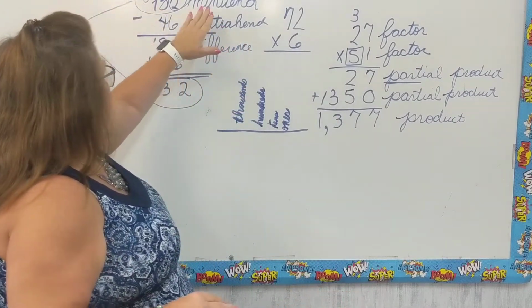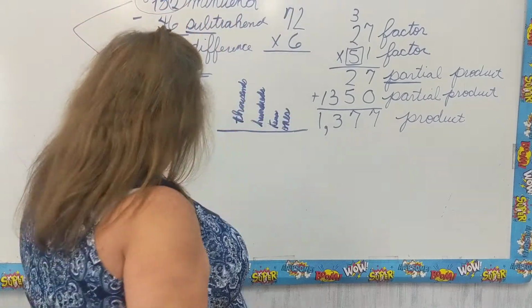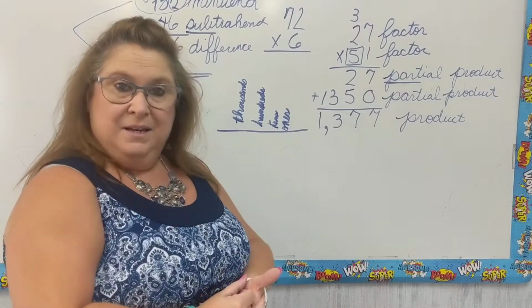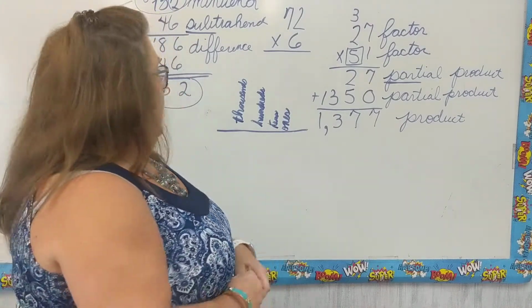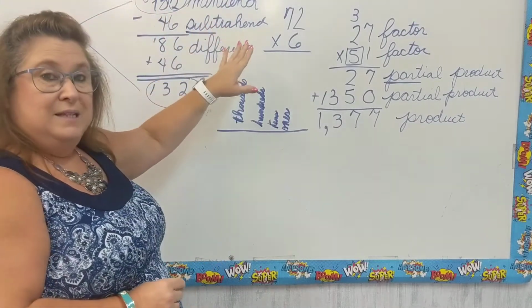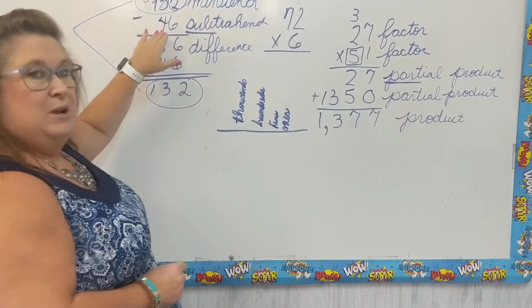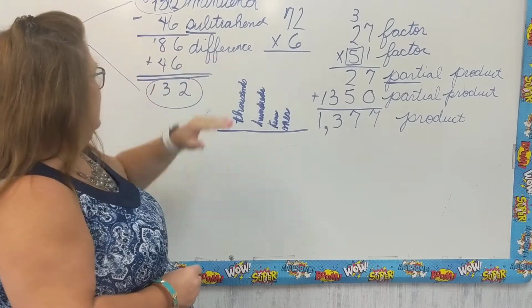Monday, we talked about the names of our numbers that we add. The numbers we add are the add-ins, and the answer to our addition problem is the sum. Then we talked about what the numbers are called in a subtraction problem. The top number is the minuend. The number we are subtracting is the subtrahend, and then the answer is the difference.